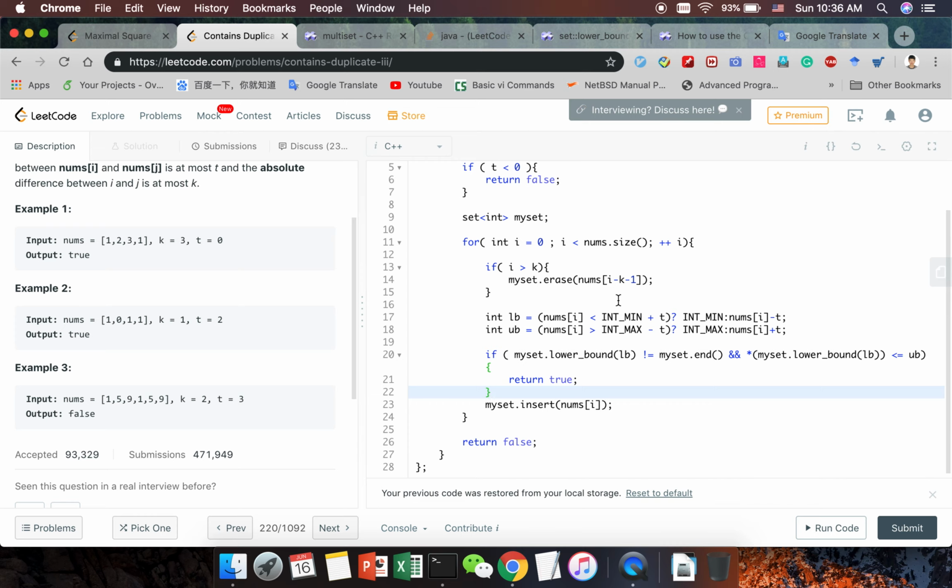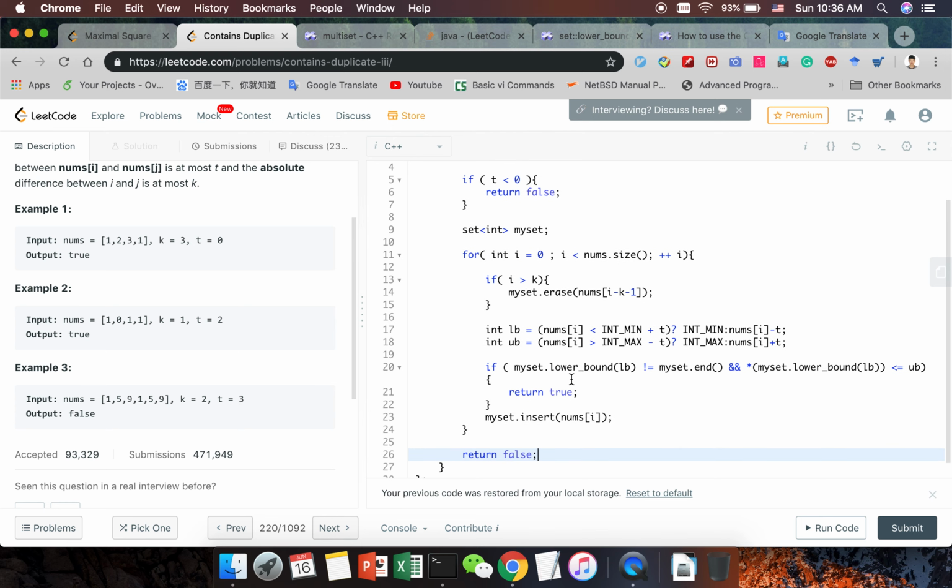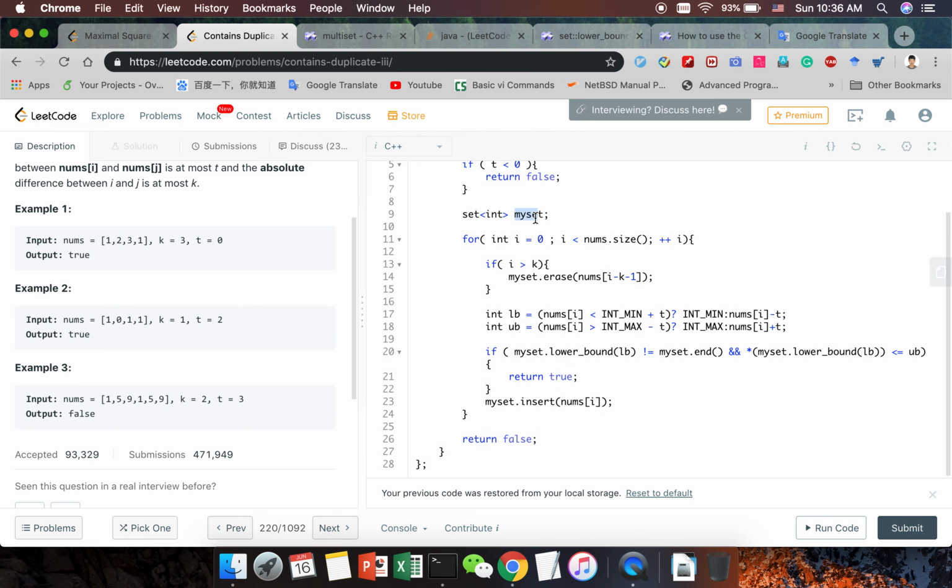So we'll repeat this process until we find any answer that satisfies this bound. If we didn't find anything, we just return false. So that is the basic idea. Because we use a set, it automatically sorts the numbers in the set, so it saves us some time comparing all the possible number combinations. Yeah, that's the solution. Thank you.